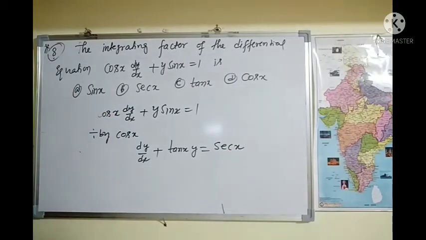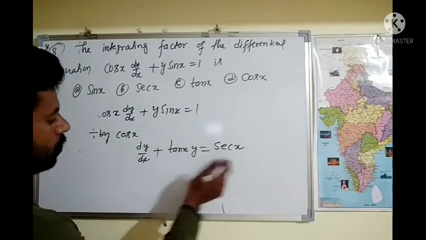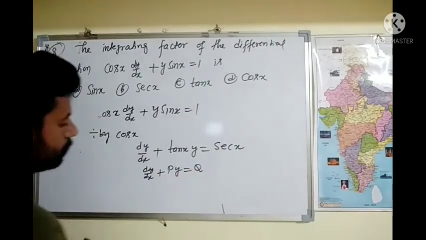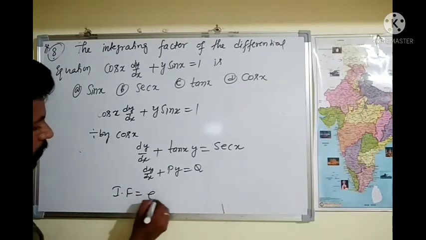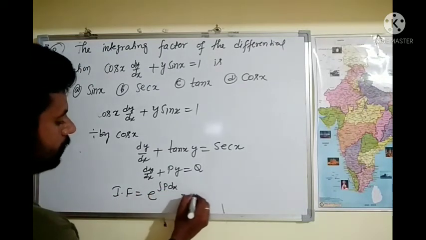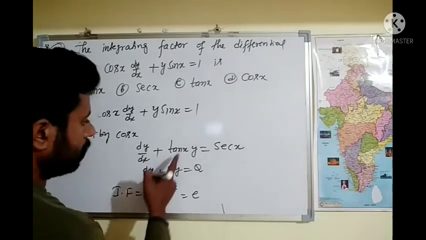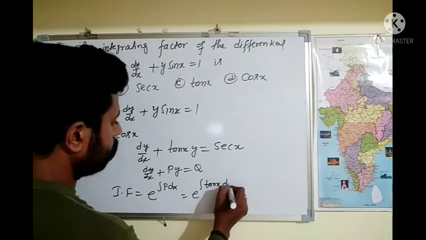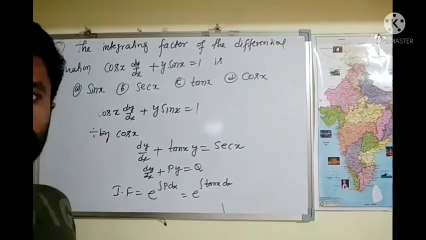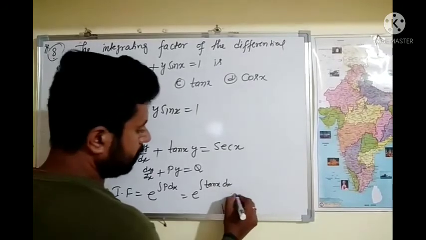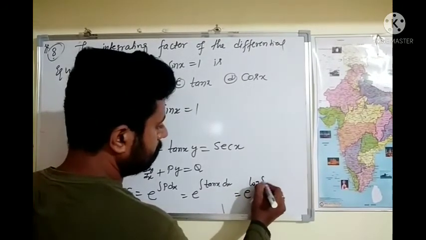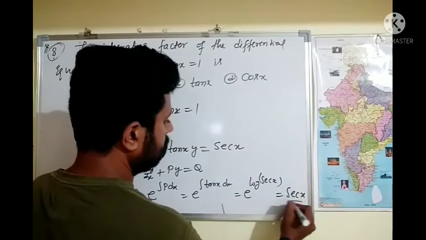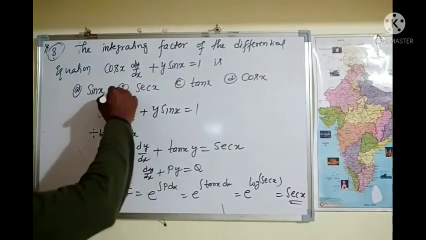So now this result is in the form of dy by dx plus py is equal to q. General expression: dy by dx plus py is equal to q. Now integrating factor is equal to e to the power integral of p into dx, is equal to e to the power integral of tan x into dx. Integral of tan x is log of secant x, so e to the power log of secant x is secant x. See, option B is correct.